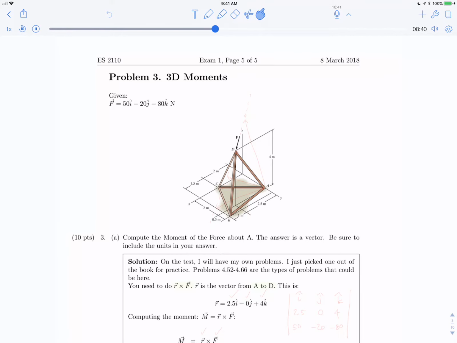Okay, here's the 3D moment problem. I want to see if you can do r cross F, and then I want to see if you can do r cross F dot u. So here we go. It says find the moment of the force about A.